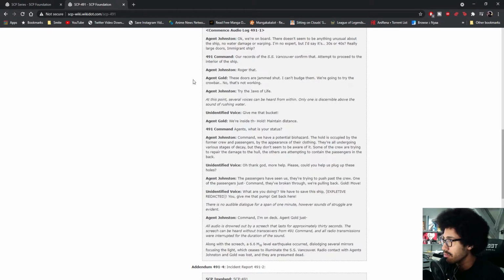Oh, thank God. More help, please. Could you help us plug up these holes? The passengers have seen us. They're trying to push past the crew. One of the passengers, command, they've broken through. We're pulling back. Gold, move! What are you doing? We have to save this ship!